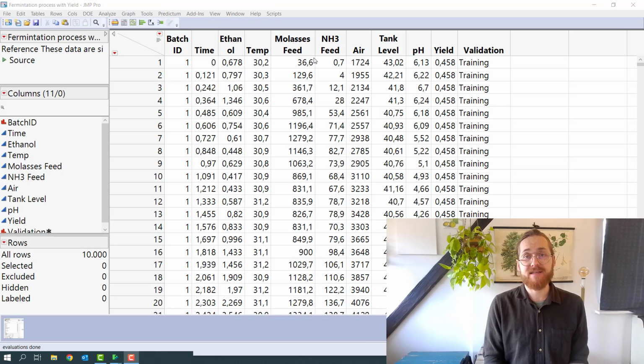Now let's look at another example and go through the entire process one more time. And hopefully this will help you identify whether you could be applying this type of analysis to your own data.